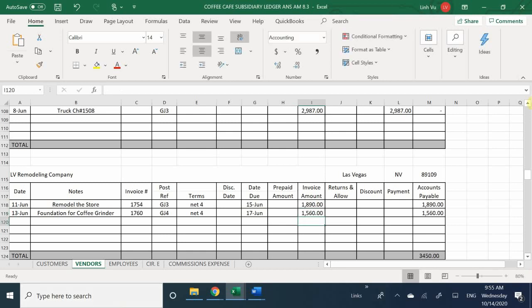And if you apply this formula, because we haven't paid them yet, we owe another $1,560, bringing us a grand total of owing LV Remodeling $3,450. Okay. So we have 2 bills with LV Remodeling. We're going to start paying the remodeling pretty soon because we're on the 13th of June. We've got to make sure that we get the payment in.